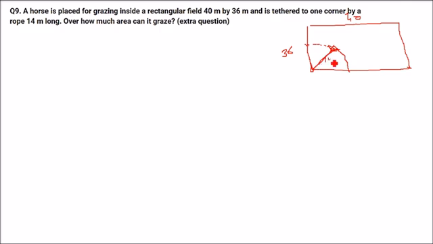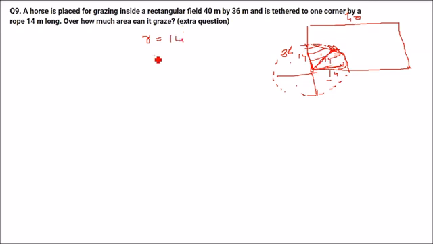Okay, so this is 14. This is also 14. This is 14. That is the radius of this circle, and it is not a circle. Let me make a proper circle. But he is only going to graze in this area. So what is the radius? 14. And because we have to find out the area. Area is, this is 1/4 part. 1 part, 2 part, 3 part, 4 part. So this is the 1/4 part.